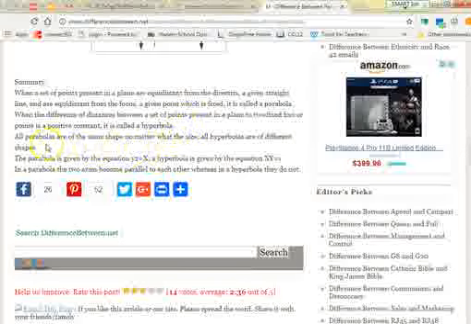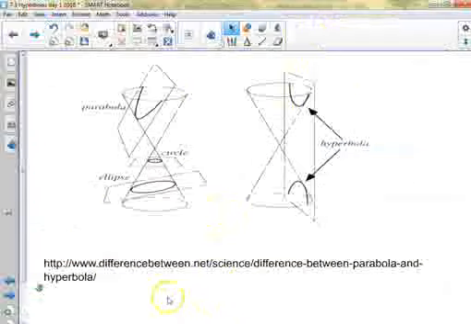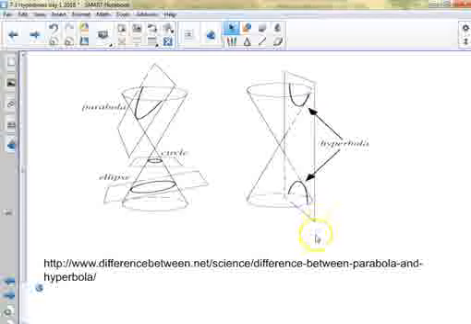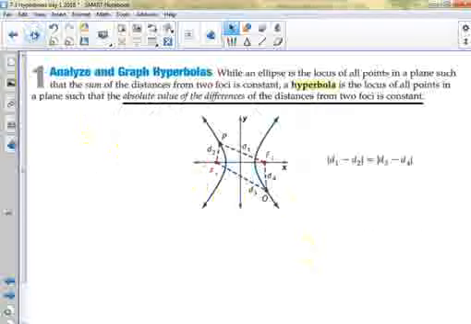Okay. It says all parabolas are of the same shape no matter what the size, and all hyperbolas are of different shapes. That didn't help me at all because I don't think all parabolas are the same shape. When I think about narrow and skinny and wide, that didn't make sense to me. All right, but back here, the big difference for us is going to be that hyperbolas have 2 branches. That seems pretty obvious difference, right? Okay, and I'll talk a little bit more as we go here.